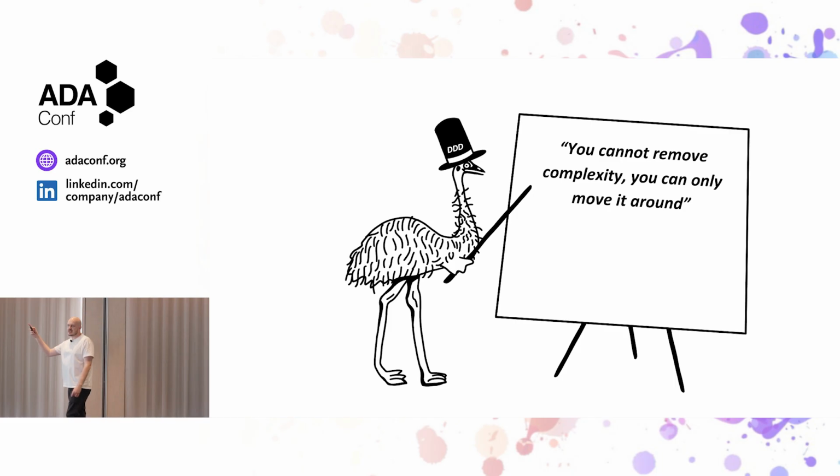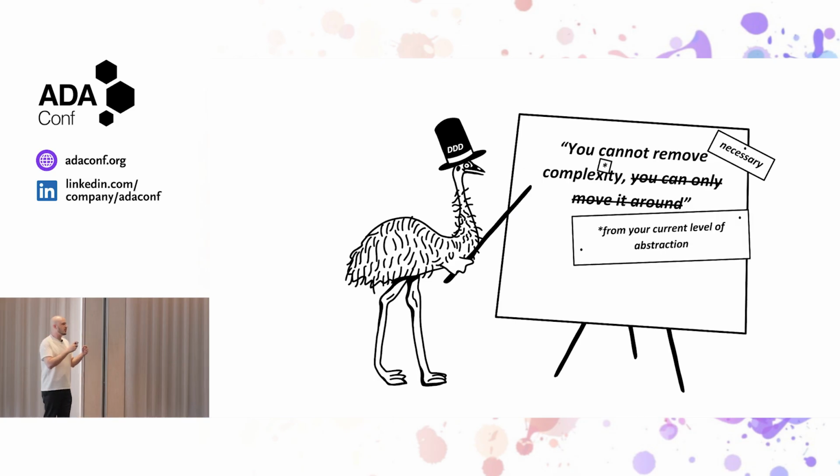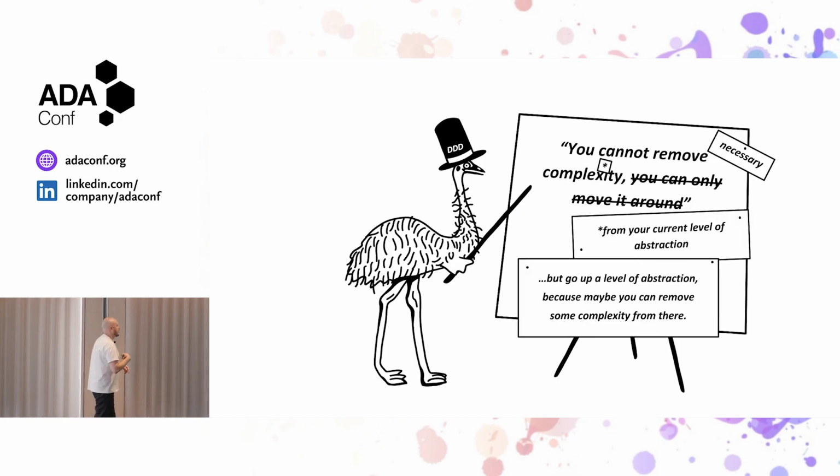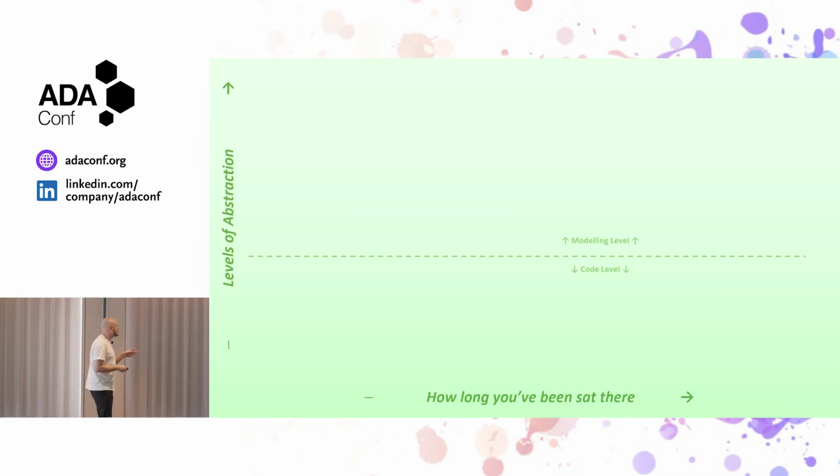Because with our DDD hats on, which I believe there's still a few left in the gift shop, we can see that this statement is kind of true, but it needs an asterisk and a few amendments. So you cannot remove necessary complexity from your current level of abstraction, but go up a level of abstraction because maybe you can remove some from there. Now, I do appreciate that this is awfully unmemorable. So how about instead of that, we go back to a visual.